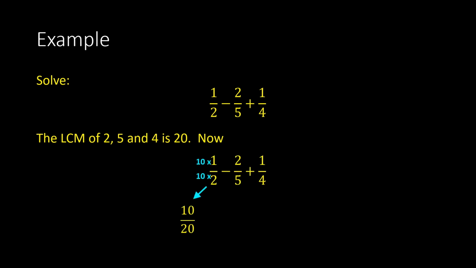We multiply the numerator and denominator of 1 out of 2 by the same number 10 to give 1 out of 2 equals 10 out of 20. We multiply the numerator and denominator of 2 out of 5 by 4 to give 2 out of 5 equals 8 out of 20. And similarly, we multiply the numerator and denominator of 1 over 4 by the same number 5 to give 1 over 4 equals 5 out of 20.